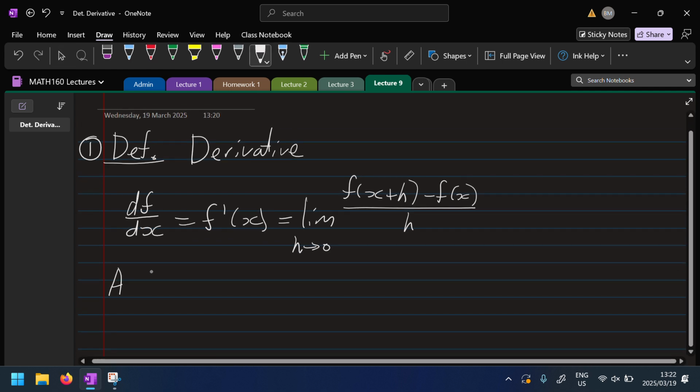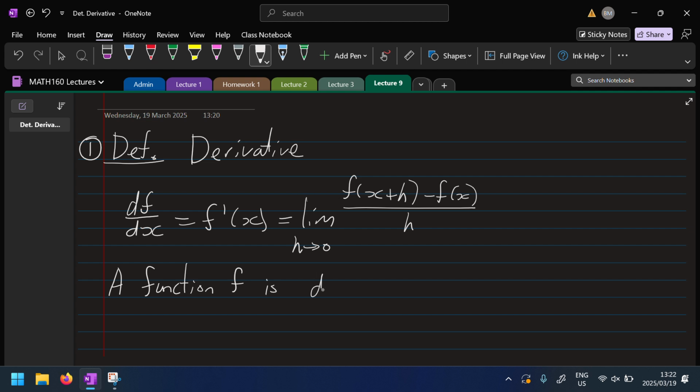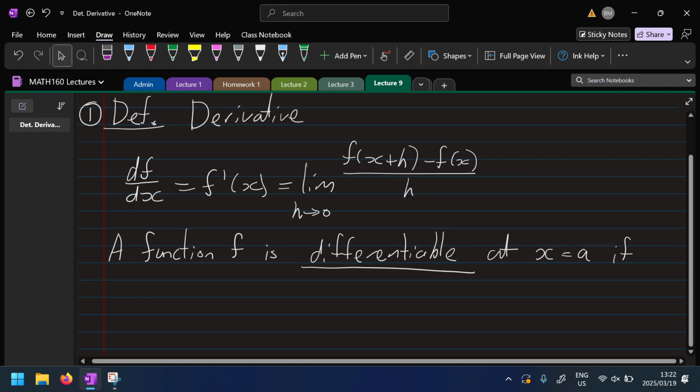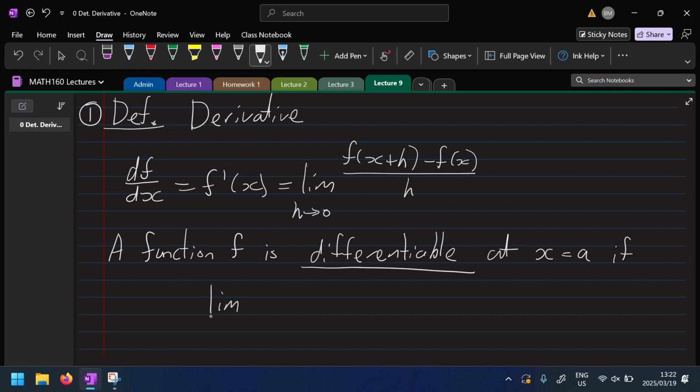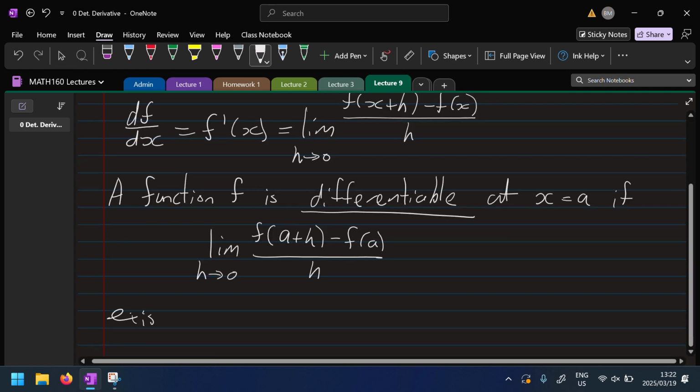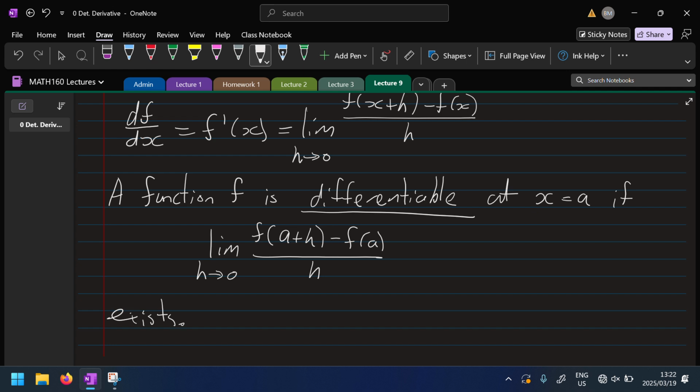Okay, so we say that a function f is differentiable at x equals a if this limit exists. So if the limit as h goes to 0 of f of a plus h minus f of a over h exists. So here we have the definition for differentiability.